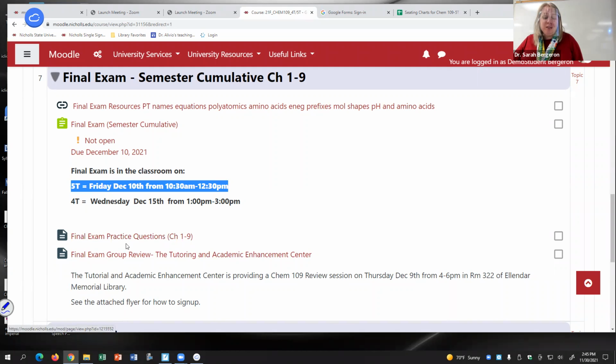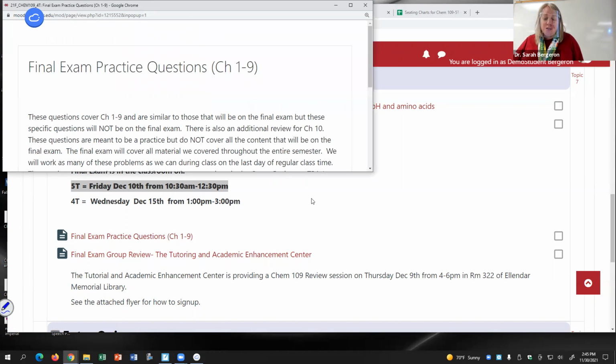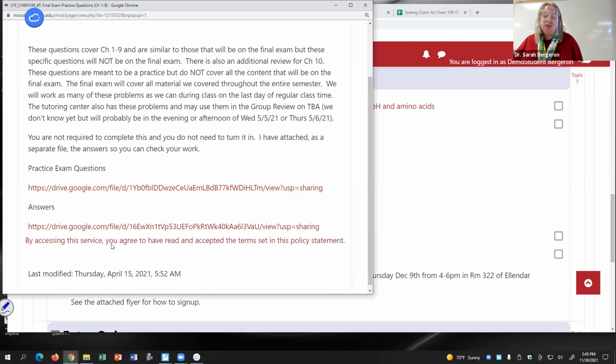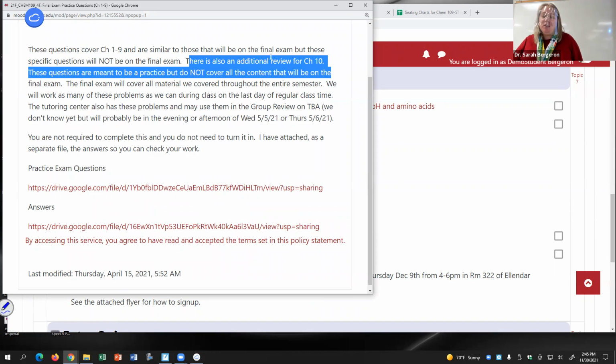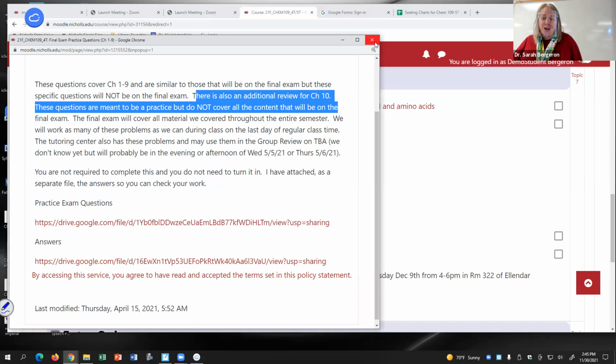What I did was, this has been up since the beginning of the semester. There's this set of practice questions for the exam. Now these questions will not be the questions that are on your exam. They are similar, they cover the same topics, and they're in the same format. So they're good practice. I gave you not only the questions, but I also gave you the answers. This is the link to the questions. This is the link to the answers. When you read up here, you'll see these questions cover 1 through 9. Chapter 10, we didn't get to, so don't worry about chapter 10. We're just doing 1 through 9. So what you get on that file is just 1 through 9.